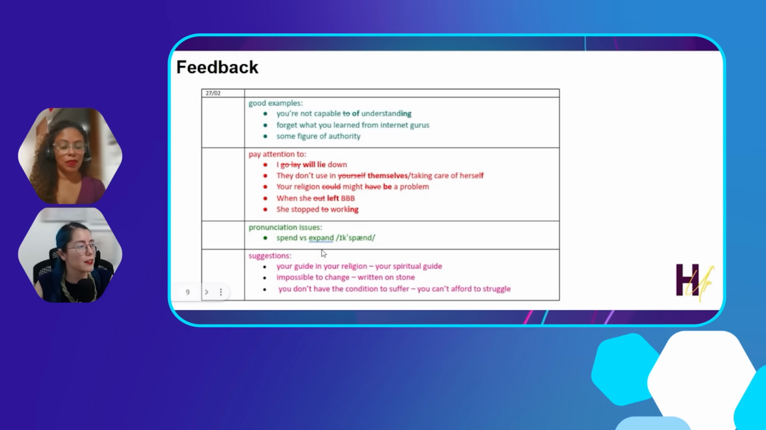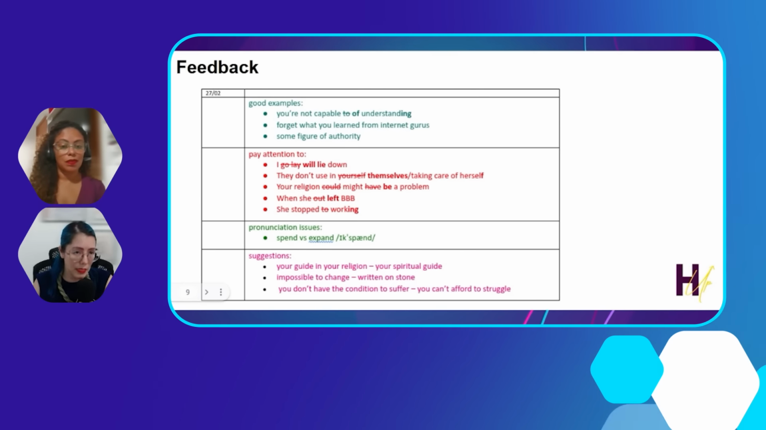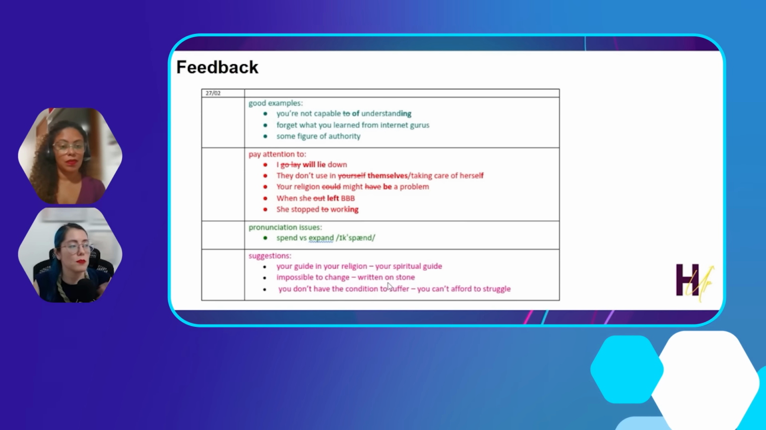So for instance, here we have spend versus expand. That's something the learners struggle with, consider intelligibility. And the suggestions. So here are things that they said that do make sense, but they could say them better, or it's a way to expand their vocab. So for example, impossible to change, written in stone. She didn't know this, and that's why this example is here. So this is an example of our feedback.